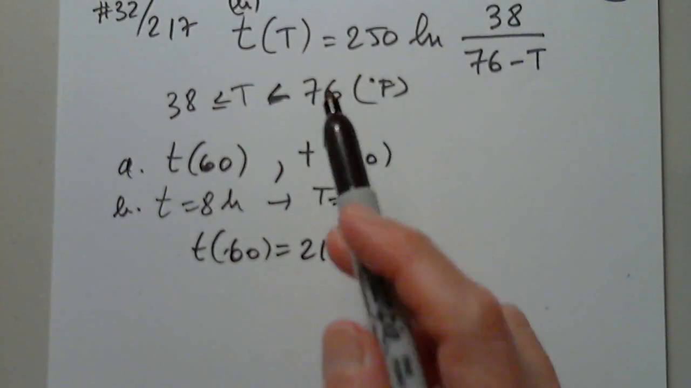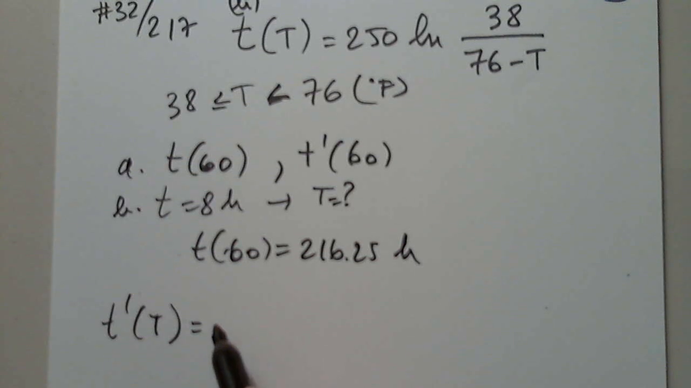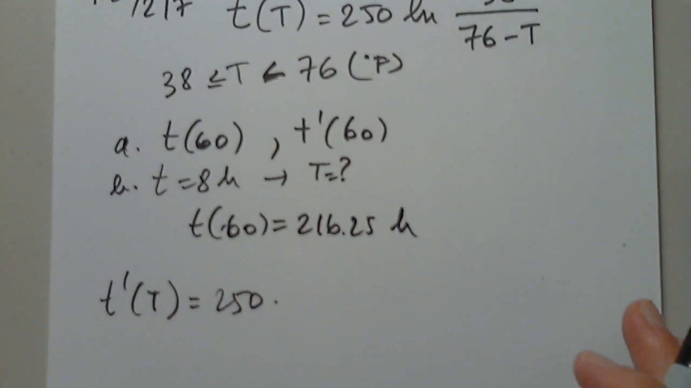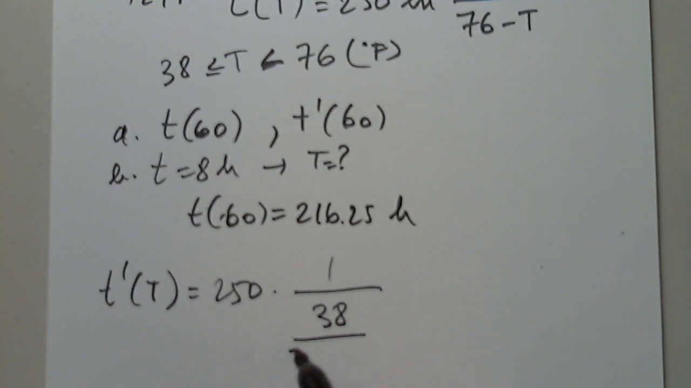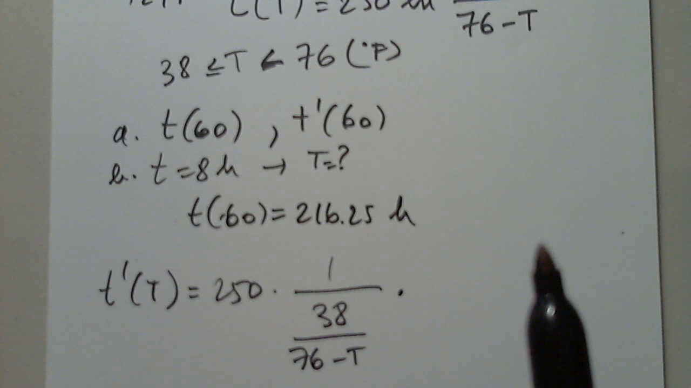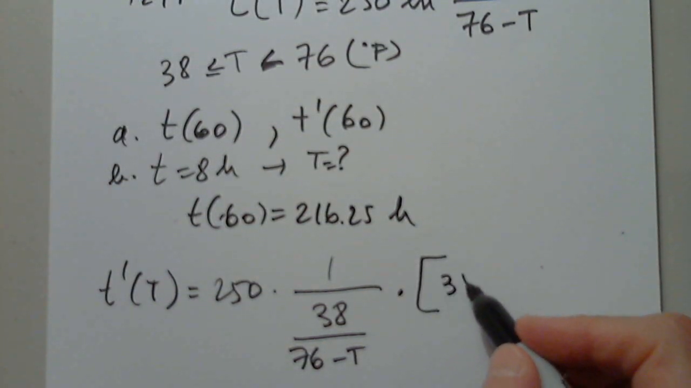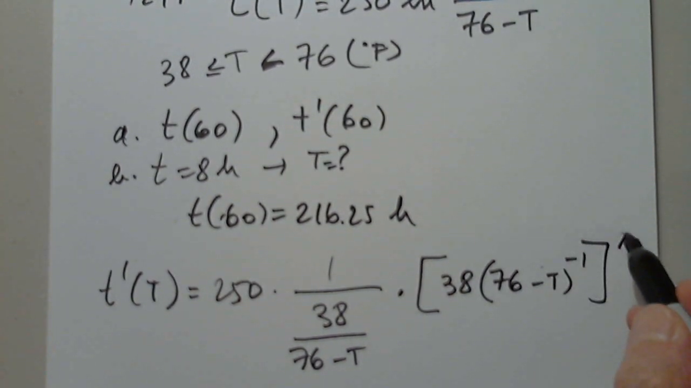Good, so we want to focus now on T prime of t. So we have 250. And remember, the derivative of a natural log of a function, you already told me the formula, is 1 over the function times the function prime. So I'm going to write it like this first: 38 multiplied by 76 minus t to the negative 1, prime.